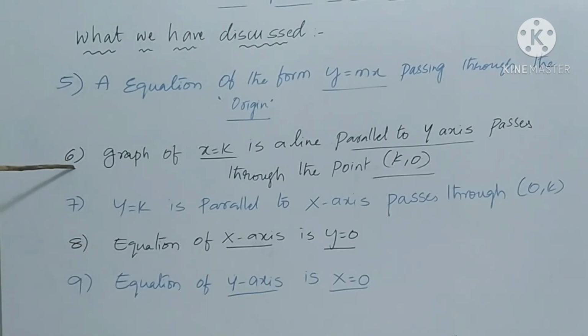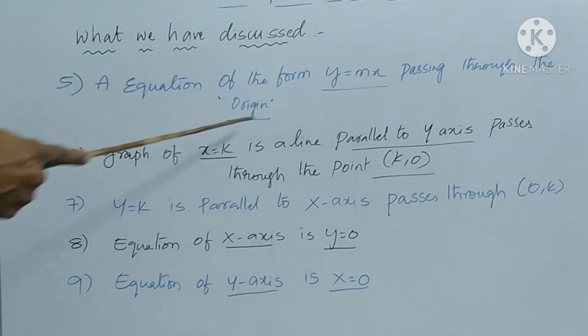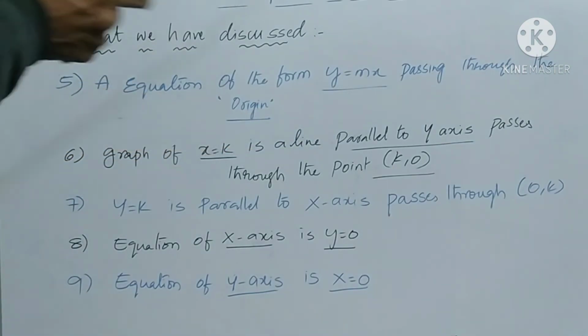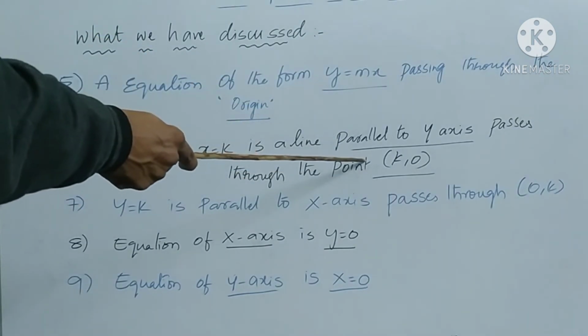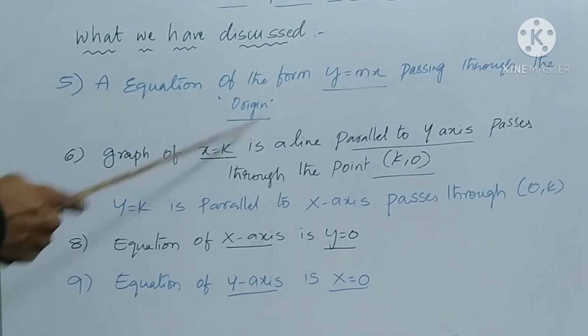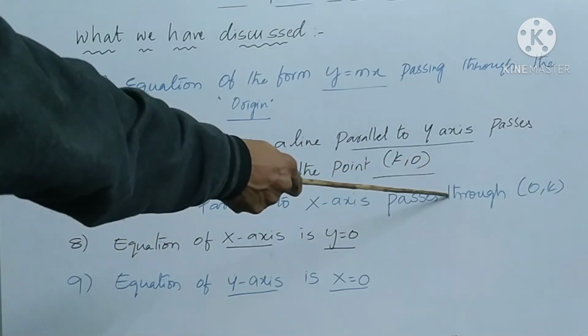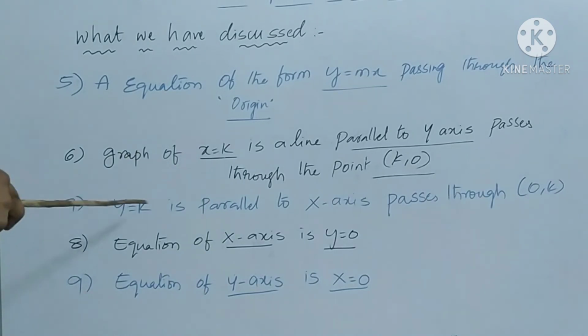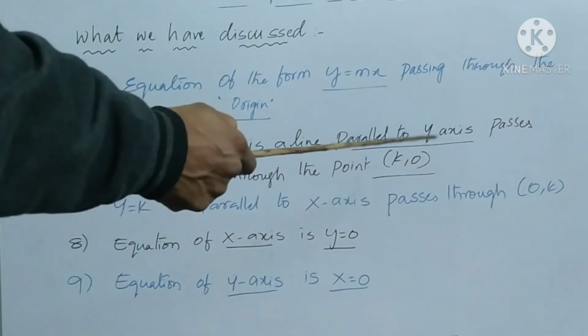Sixth, the graph of x = k is a line parallel to the y-axis and passing through the point (k, 0). Similarly, y = k is parallel to the x-axis and passes through the point (0, k).